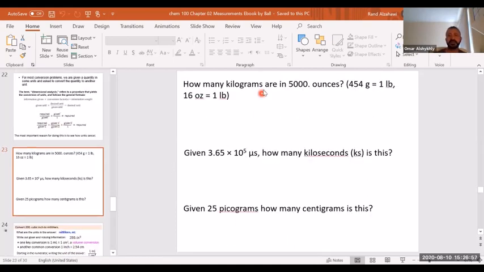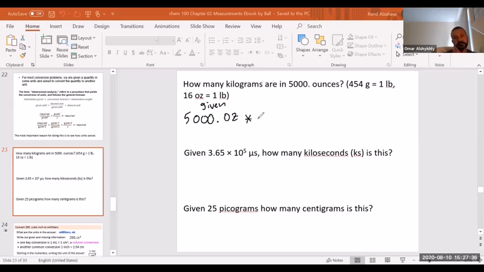So look at this example. How many kilograms are in 5,000 ounces? Okay. Now, they give you that 1 pound equals 454 grams approximately, and 16 ounces equal 1 pound. Now, start with the 5,000. This is the 5,000 ounces. This is the given.